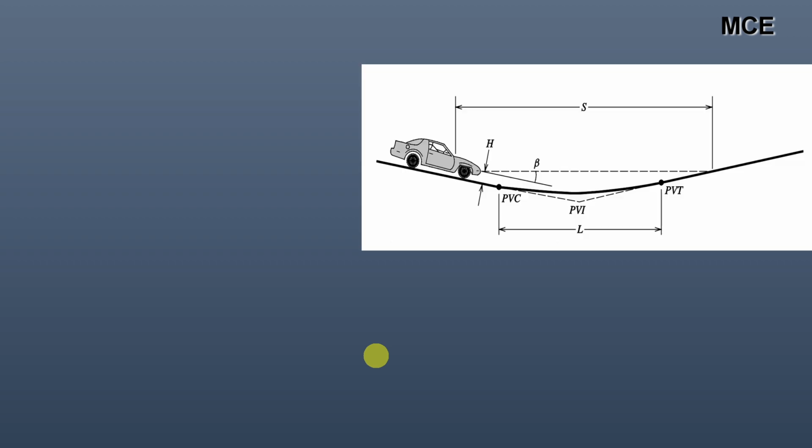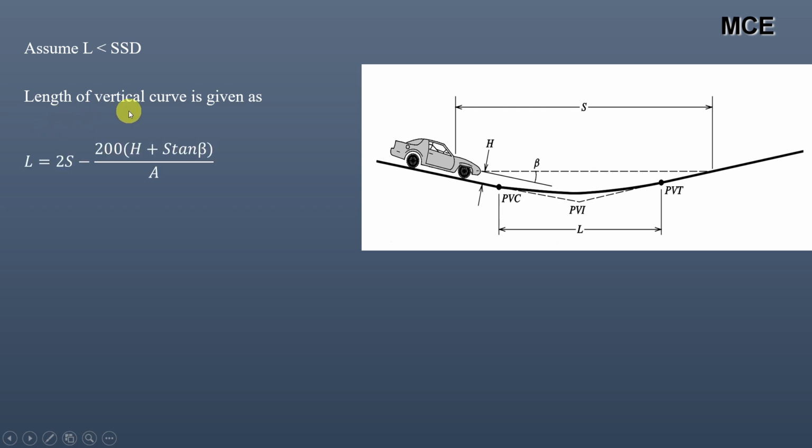Okay. Now AASHTO has given two formulas for the minimum length of the sag vertical curve to provide the necessary SSD requirement at night time. You have to assume either the length of the vertical curve is greater than or smaller than SSD. So first we will assume that our length of the curve is smaller than SSD, and for this the minimum length of vertical curve according to the AASHTO's formula is L equals A into (2S minus (200 into (h plus S into tan of beta))) divided by A.